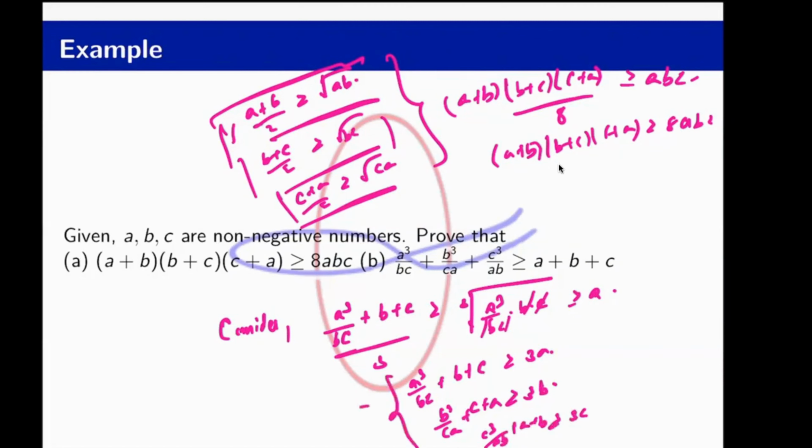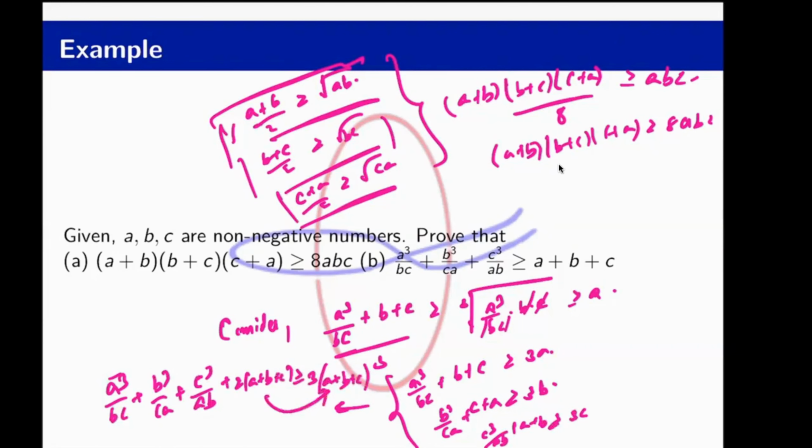Now if we add all three inequalities, we get a cube by bc plus b cube by ca plus c cube by ab plus 2 times (a plus b plus c) is always greater than or equal to 3 times (a plus b plus c). Now if we take this a plus b plus c to the other side, we will get our required result. And that completes our video on AM, GM, HM and RMS inequalities. And that's it for this video.